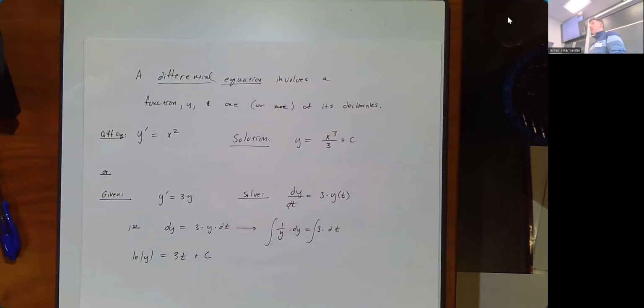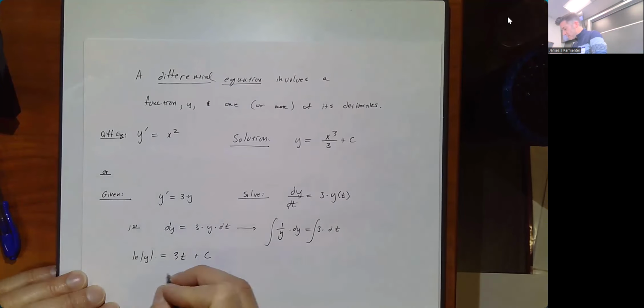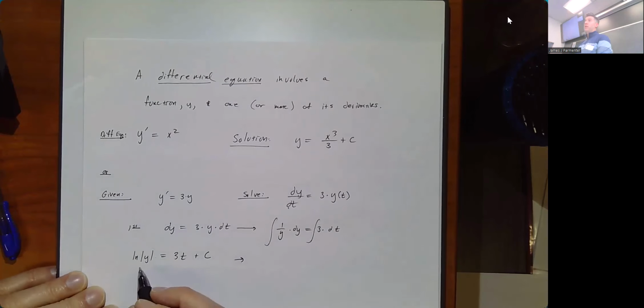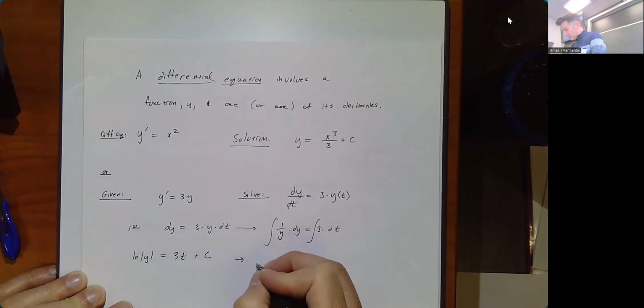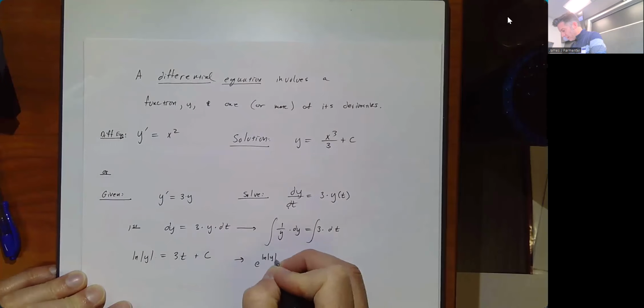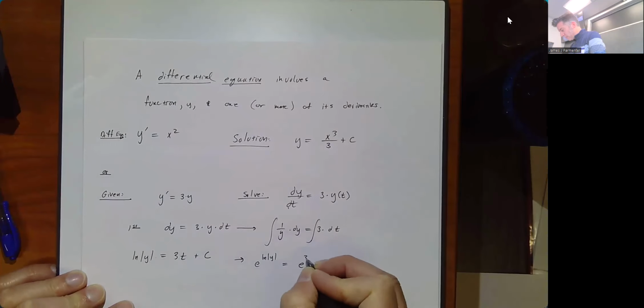So now we're going to solve for y, which we usually try to do. Sometimes you end up with differential equations where you can't actually solve for the function y because it's like some weird expression that just can't be solved. Like you've got too many y's to solve for. Here we don't. We've got one y. So to solve this, I'm going to exponentiate both sides. I'm going to say that e to the natural log of the absolute value of y is equal to e to the 3t plus c.